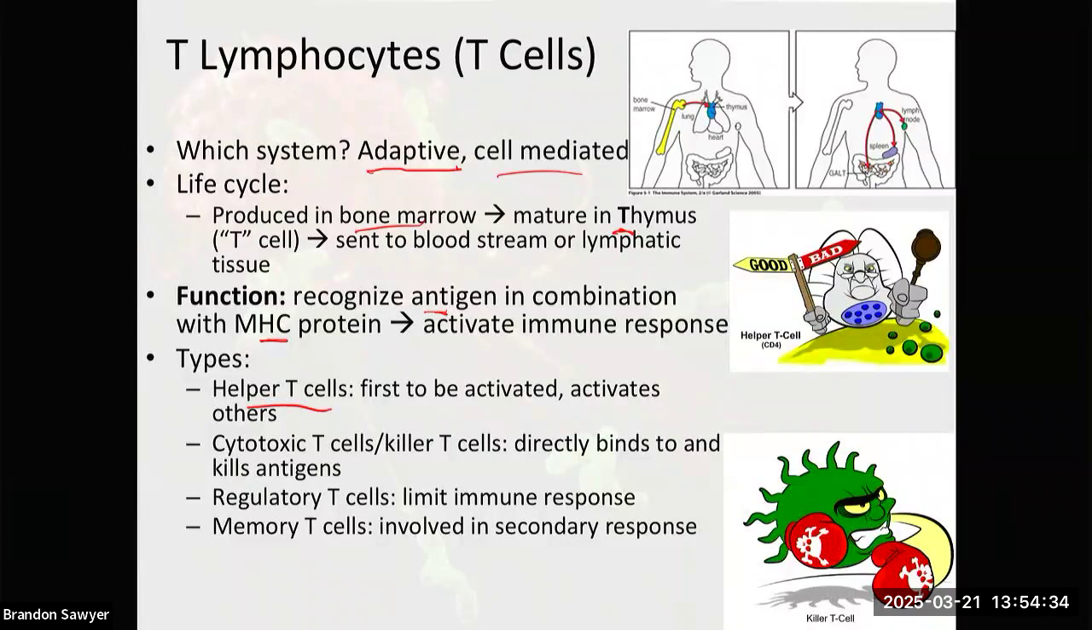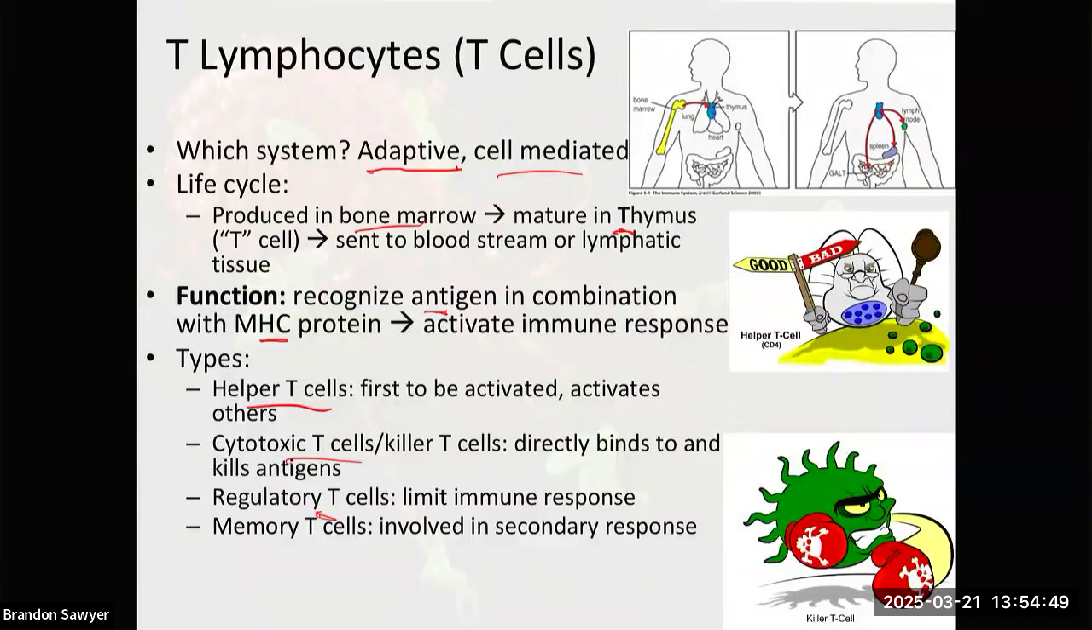The helper T cell is going to receive it and then activate the rest of the immune system to go after that specific thing. And then we have cytotoxic T cells. These are T cells that are going to be programmed by a helper T cell to go look for that specific thing and destroy it.